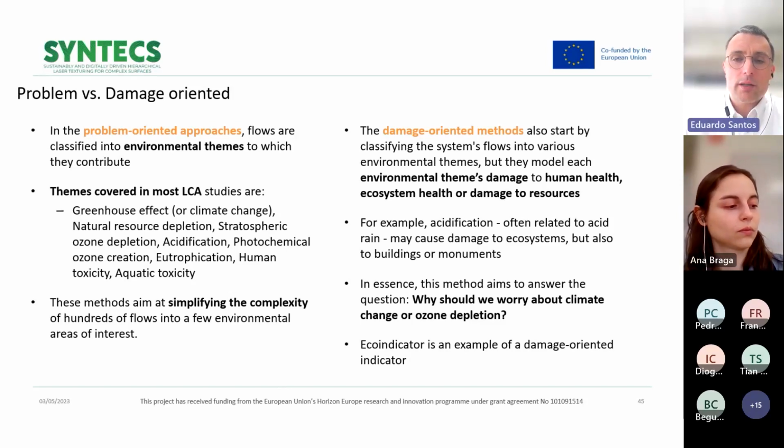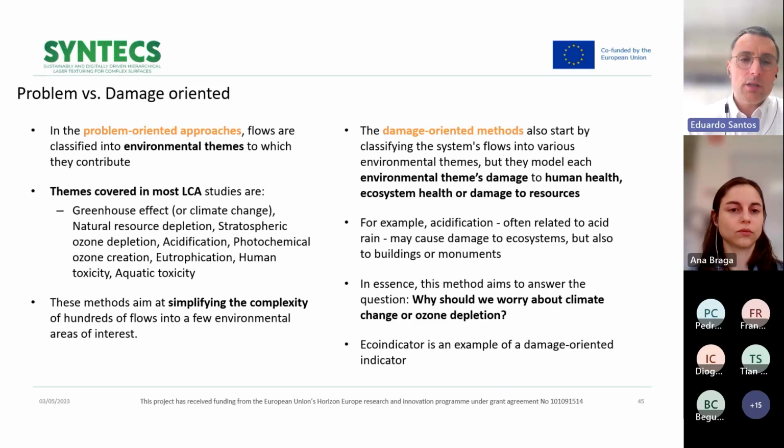Damage-oriented methods are more connected with our interpretation of daily life. They have units to measure in terms of human health, ecosystem health, and damage to resources. Also, it's simpler, since it conveys from like 20 categories down to only 3, so it makes it easier to interpret as well. And they are used very commonly to convey the messages, or to try and answer why we should worry about climate change or any of those environmental impact categories that measure physical gradients.